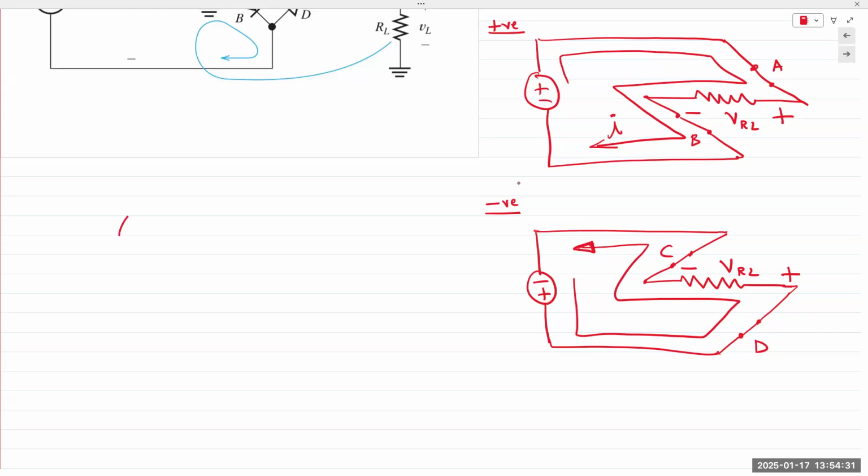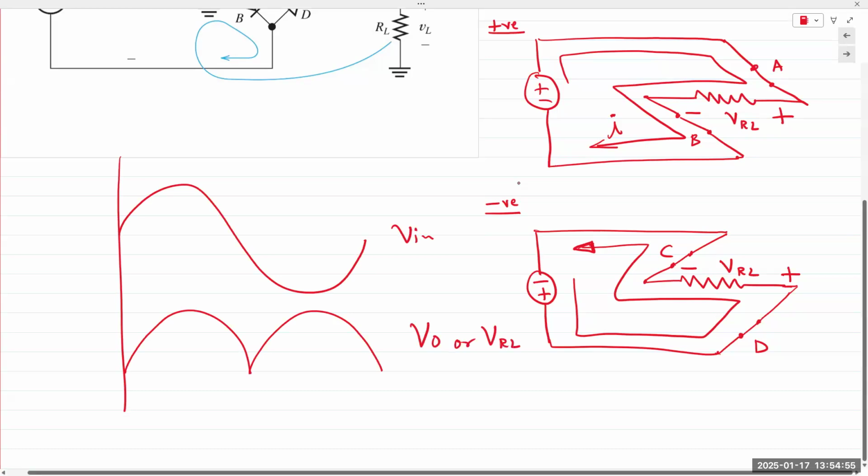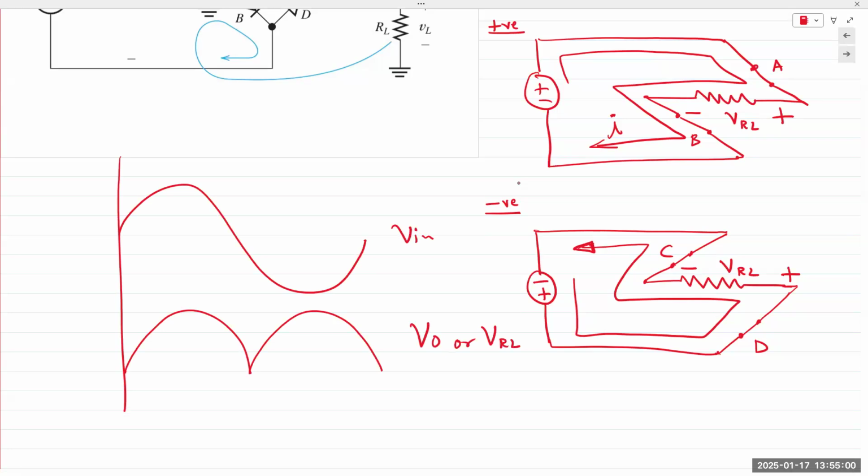So if our input was like this, our output would be a full wave rectified output. And this is by far the most popular configuration because diodes are cheap. And so instead of using expensive transformers, just use a regular transformer and create a bridge rectifier circuit with 4 diodes. You get full wave rectified output.